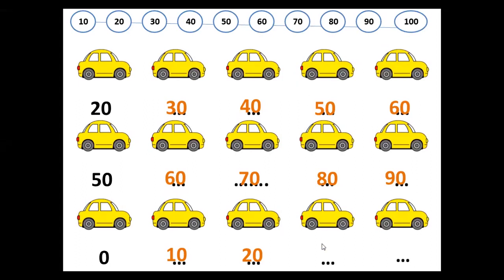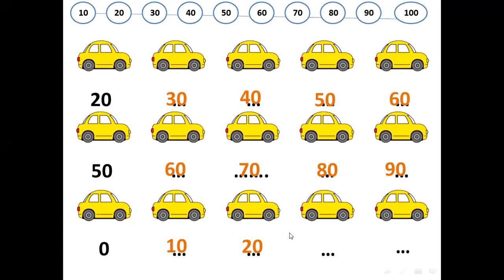Hi. What is this number, sweetie? 20. Good job. And when I'm counting by tens, what comes after 20? 30. Good job. And what comes after 30? 40. Thank you. Amazing.